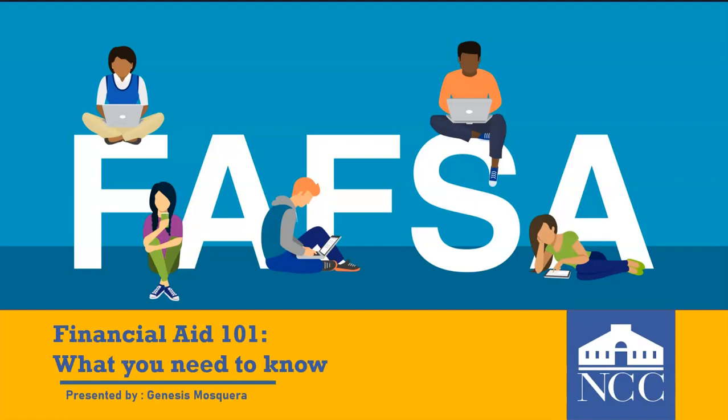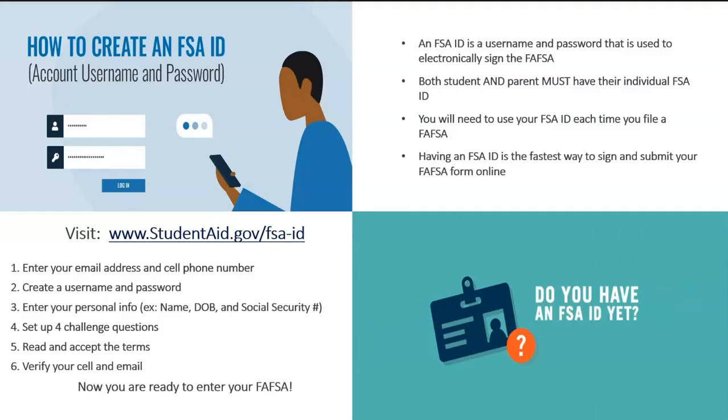And this video is to introduce you to Financial Aid 101 and what you need to know. The first thing would be for you to create an FSA ID. An FSA ID is a username and password that is used to electronically sign your FAFSA application. Both the student and parent must have their individual FSA ID. You will need to use your FSA ID each time you file a FAFSA.